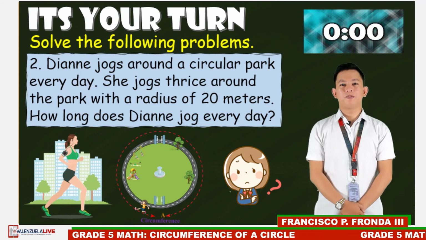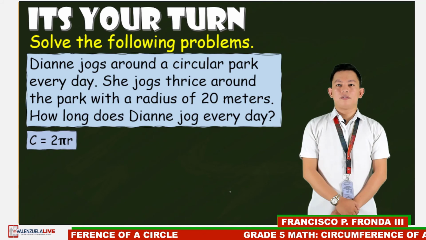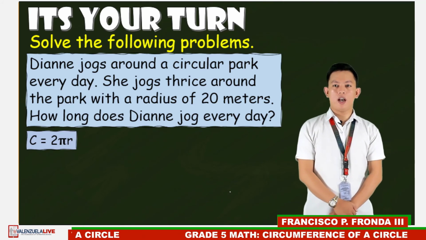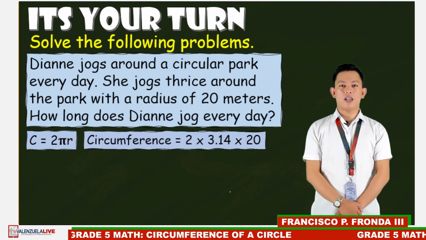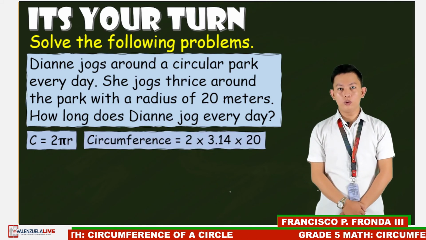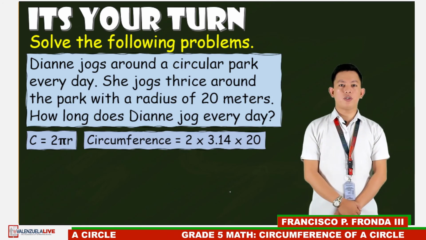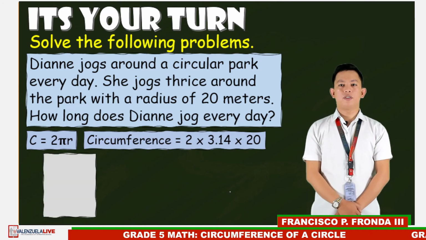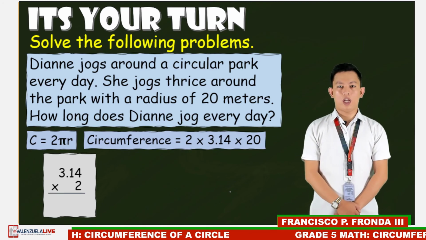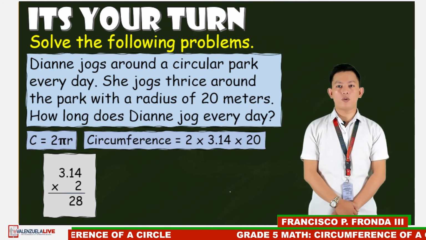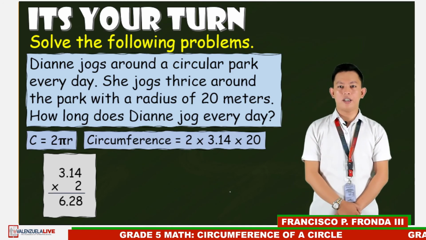Now, let's solve. So we're going to use the formula C is equal to 2 times pi times r. So let's substitute to the given formula. 2 times the value of pi times the value of the radius, 20. So let's multiply 3.14 times 2. So 2 times 4, the answer is 8. 2 times 1, the answer is 2. And 2 times 3, the answer is 6. And then write the decimal point.